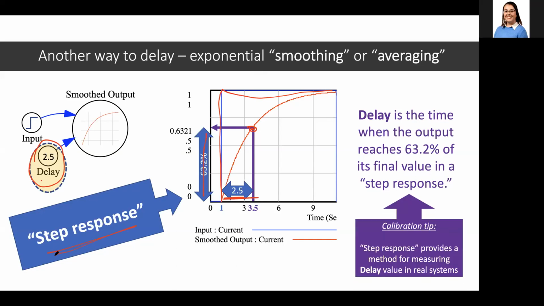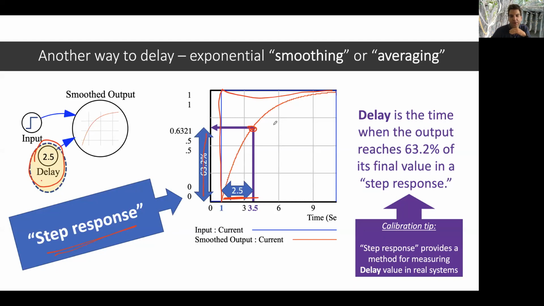Is that 63.2 like a magic number, or is it just what happens any time it makes a step formation? Where does this 63.2 come from? Well, if you get to more advanced classes, you'll find out that there are a wide variety of smoothing delays. And what I'm showing you here is a so-called first order smoothing delay.